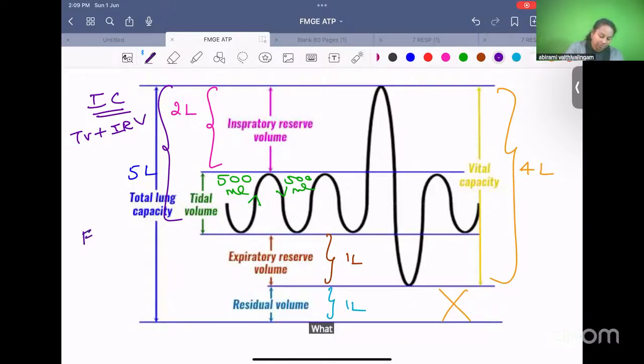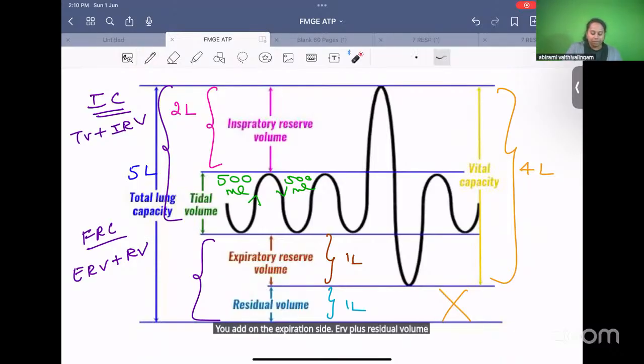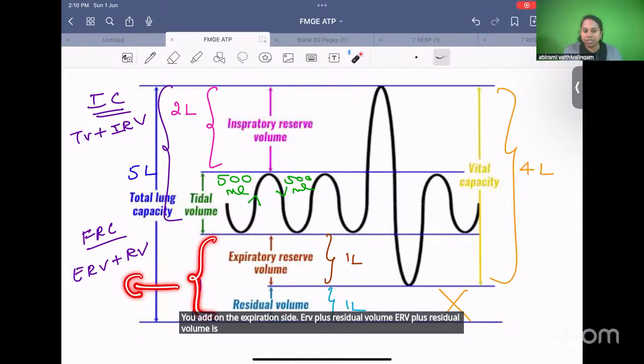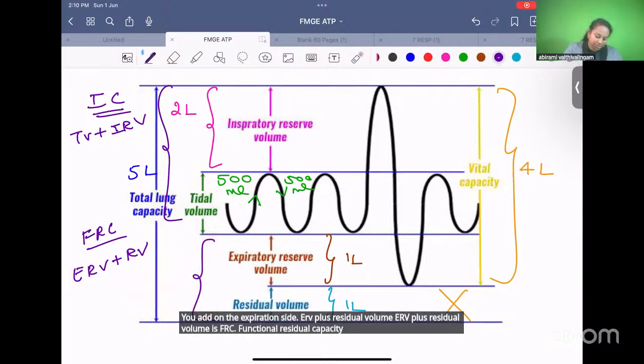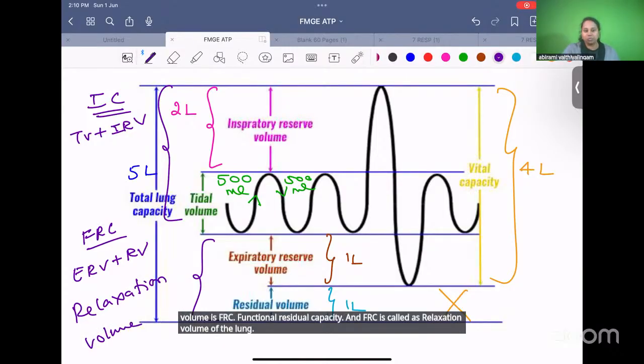What is FRC? Functional residual capacity. You add on the expiration side ERV plus residual volume. ERV plus residual volume is FRC, functional residual capacity. And FRC is called the relaxation volume of the lung. Relaxation volume of the lung.